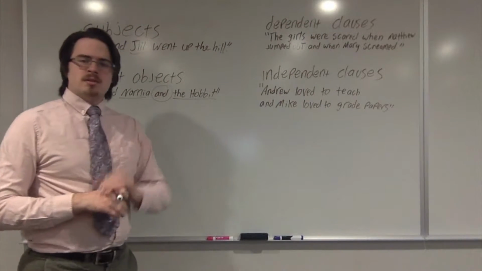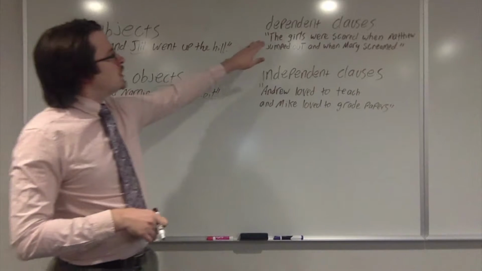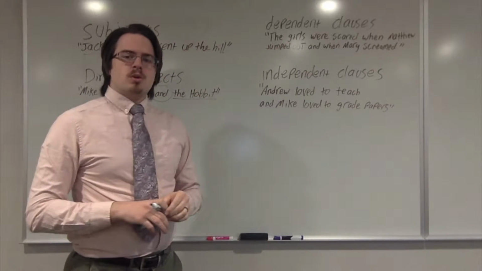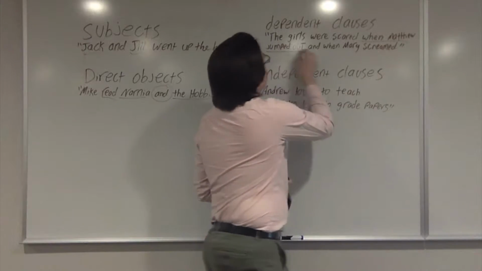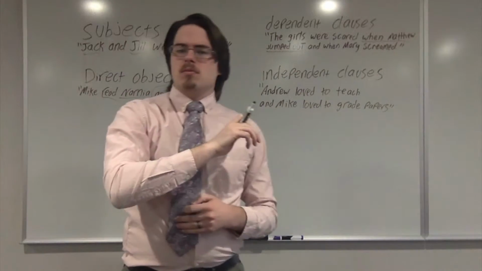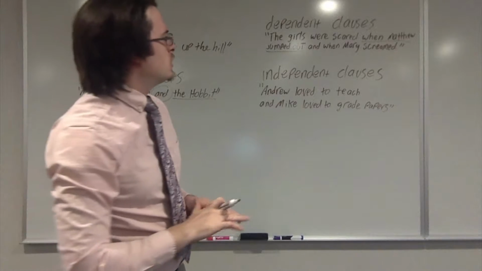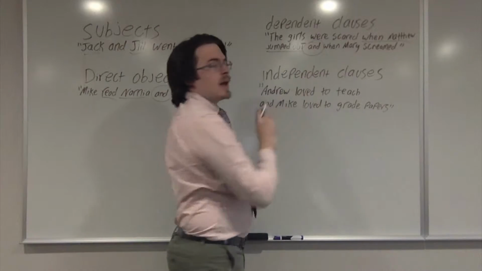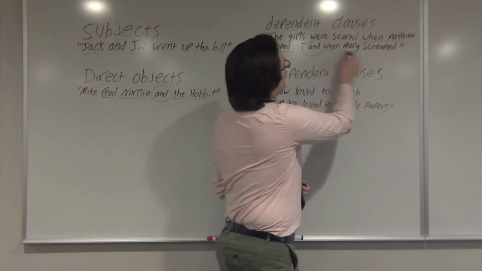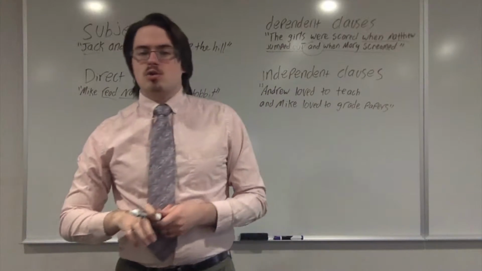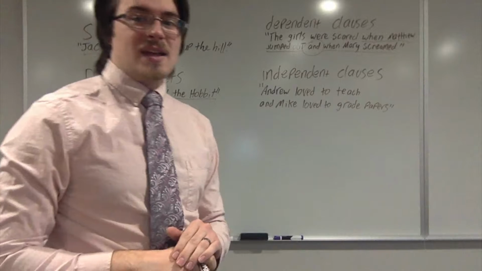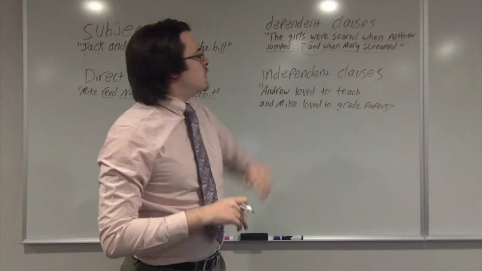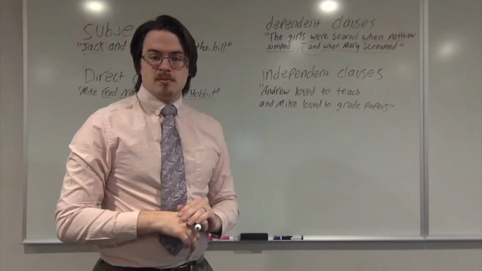In the third sentence here, the girls were scared when Matthew jumped out. When Matthew jumped out is a dependent clause. And when Mary screamed is a second dependent clause, both of which are connected by the conjunction and.